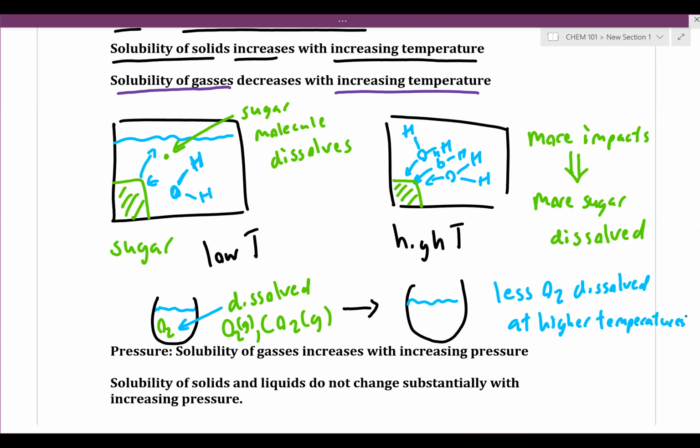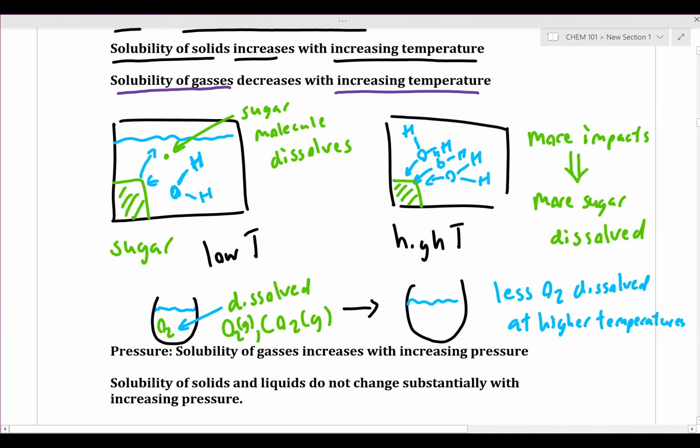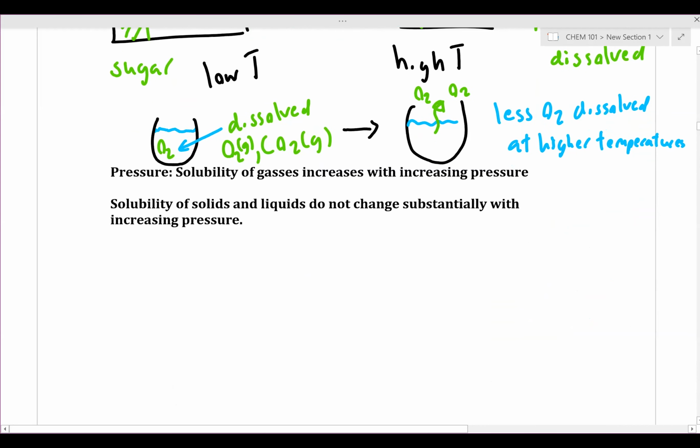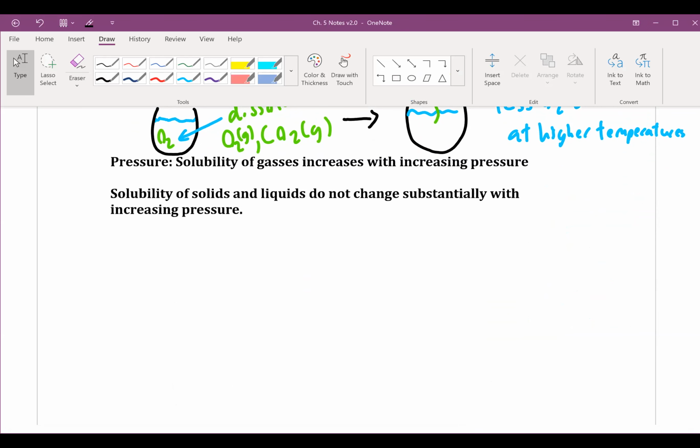So this is responsible for a phenomenon known as the fish kill, where at higher temperatures, the amount of dissolved oxygen drops and then fish can die off. They're in a warm pond. Okay, so does everyone get the two trends with regards to temperature? Okay. Let's now talk about one last phenomenon, and that is pressure.